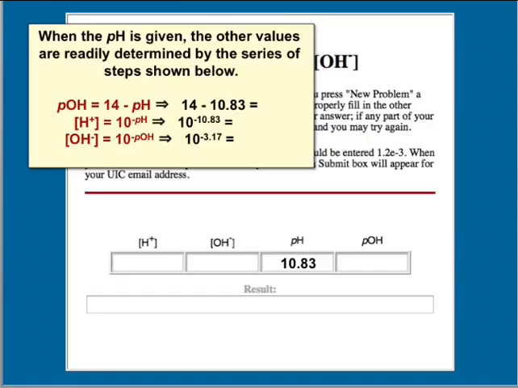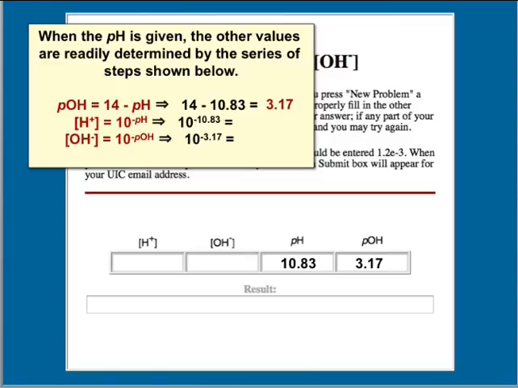Hang on to that answer. I forgot. The first thing I did was the easy one. I did pOH. Why is that so easy? Because pH and pOH always add up to 14, don't they? So all you have to do is take 14, subtract our pH value, and you get 3.17. Now we're going to do the one that I thought we were doing first. So 10 to the minus 10.83. That's our hydronium.